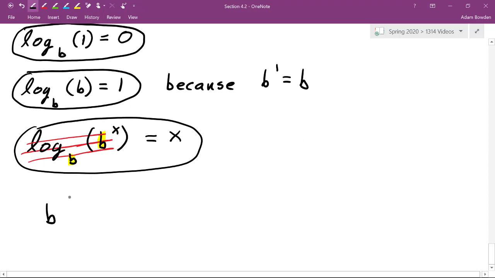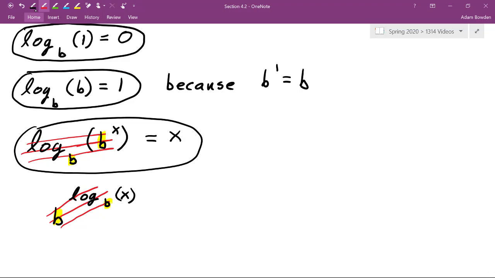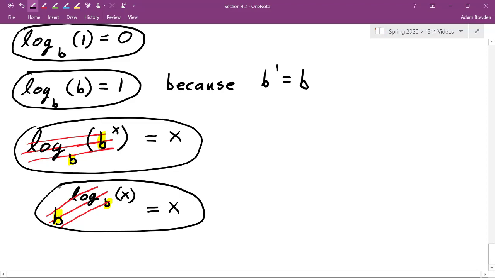Also, if you have b raised to the log base b of x, now the b is down below, and then above that we have another log base b. So since these are the same numbers, we're going to get these two things canceling out, and all you'll be left with is just the x. So b raised to the log base b of x is just equal to x.